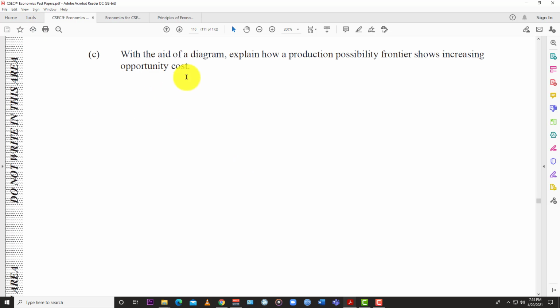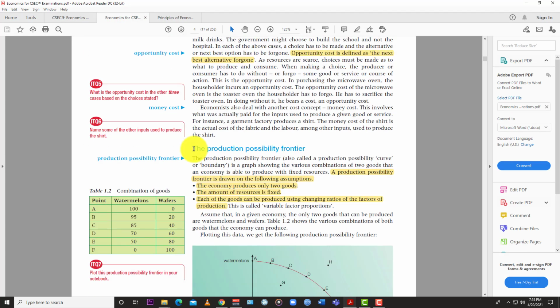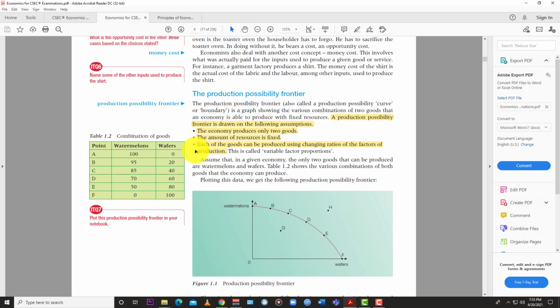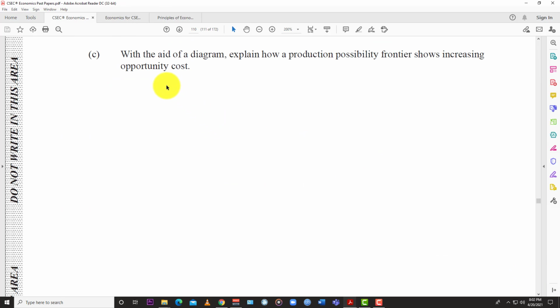Then part C: with the aid of a diagram, explain how a production possibility frontier shows increasing opportunity costs. The production possibility frontier actually displays opportunity costs, and now we have to show how it depicts increasing opportunity costs. We're going to use our textbook to explain this with the aid of a diagram. That's the opportunity cost going up, and you can show both increasing and decreasing based on the angle you take it from.